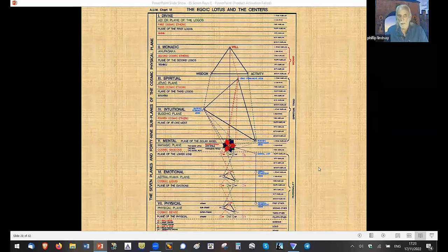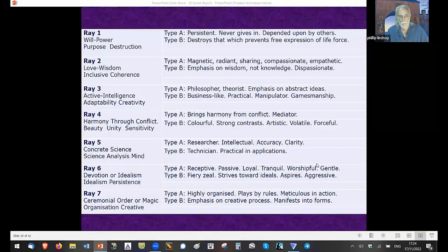And the rays, of course, correspond to these 7 planes, the 7 planes from 1 to 7. And even the 7 subplanes of each plane correspond to the rays as well. So at the physical plane, the 7th ray, the emotional plane, the 6th ray, and so forth. They're all numbered 1, 2, 3, 4, 5, 6, 7. That will become clearer to you as you proceed in your studies.